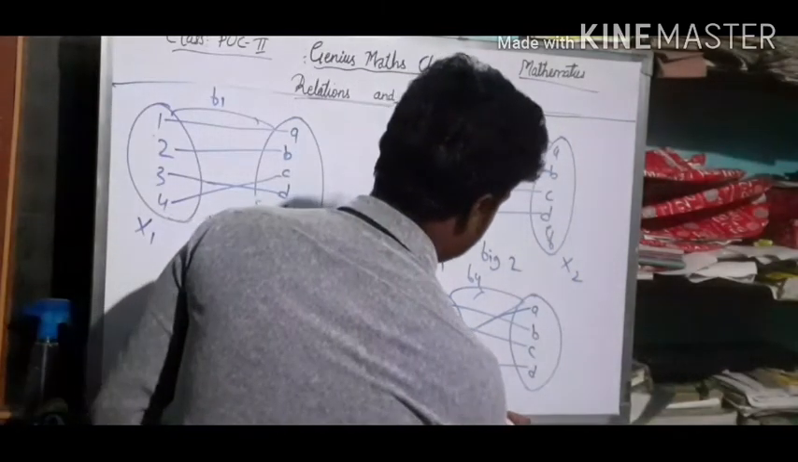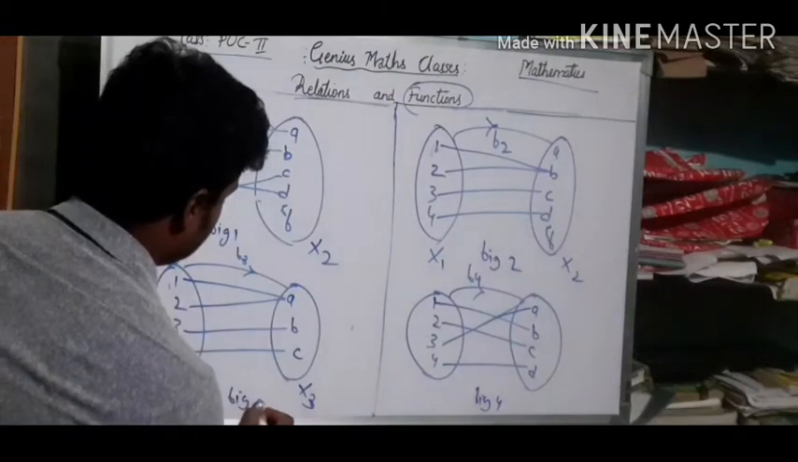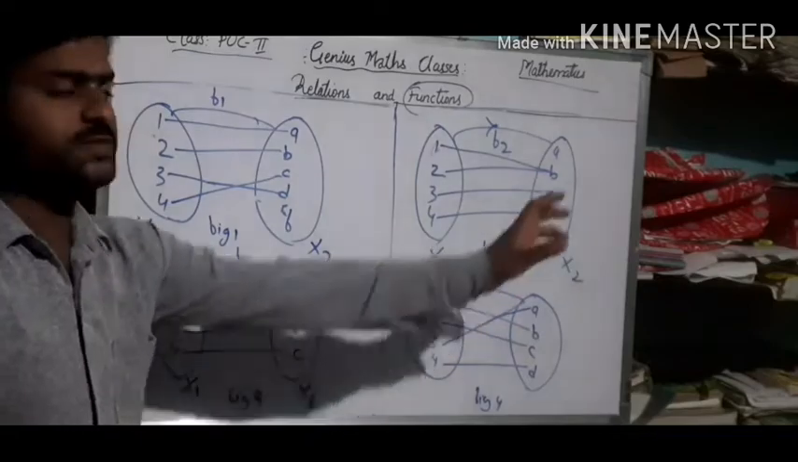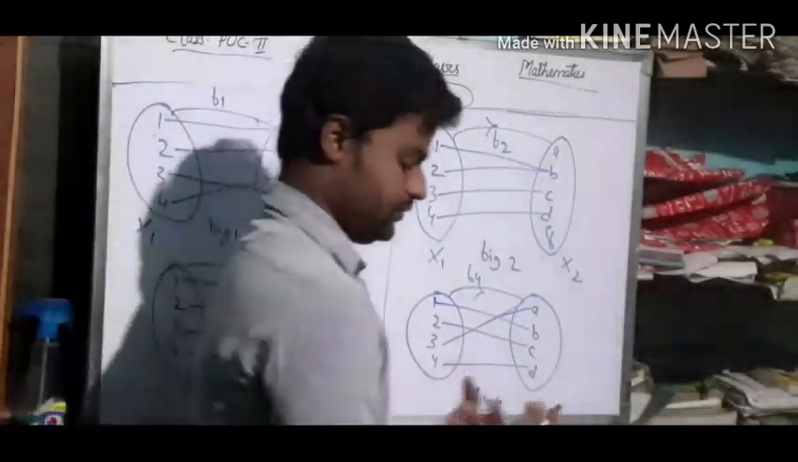Okay, observe these three: figure 1, figure 2, and this is figure 3. Okay, observe all these figures. F1, F2, F3, F4.